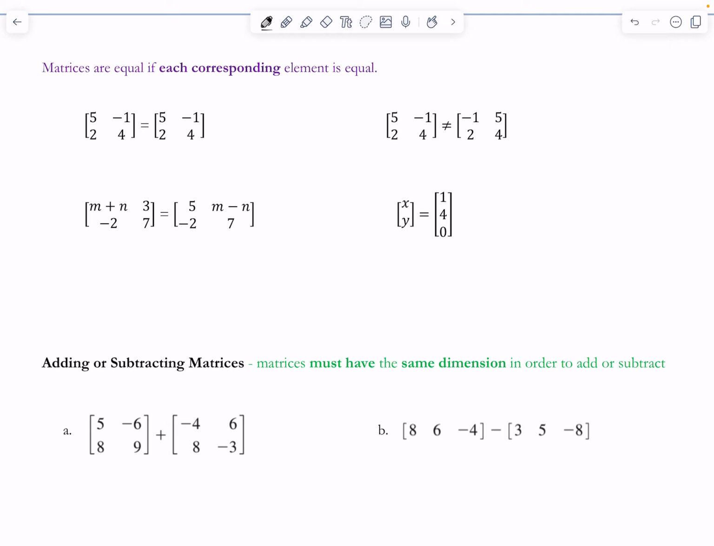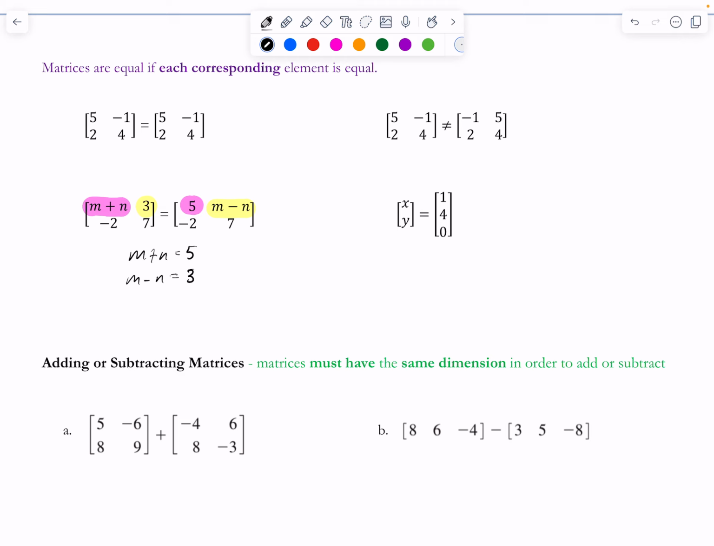And then for this third one, with the m and the n, we can set m plus n equal to 5, and then set 3 equal to m minus n, and that is actually a system. We can solve that with the ways we were doing before. I don't know why I wrote 2, apologize for that. That should be n, my bad.